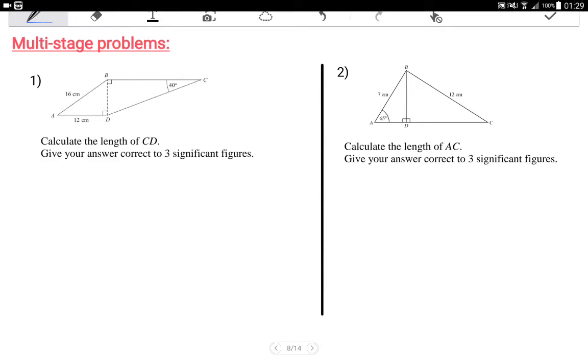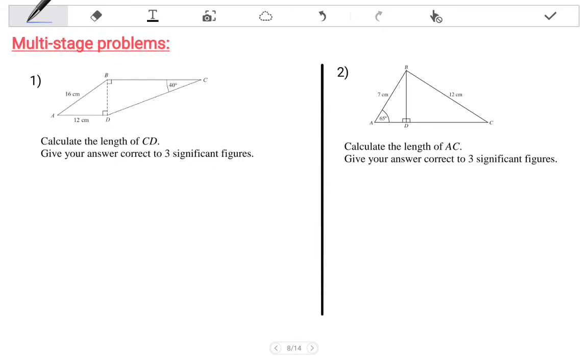Multi-stage problems. Some questions will ask you to find a missing quantity, and then go on to use this to find another one, possibly using Pythagoras' theorem and trigonometry. In question 1, we have a quadrilateral composed of two right-angled triangles, ABD and BDC.